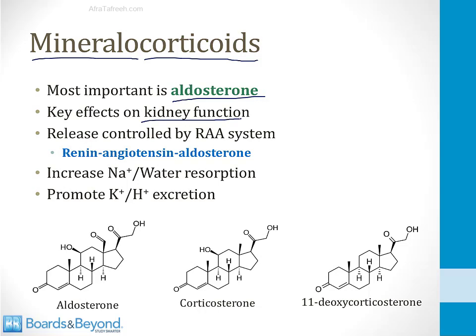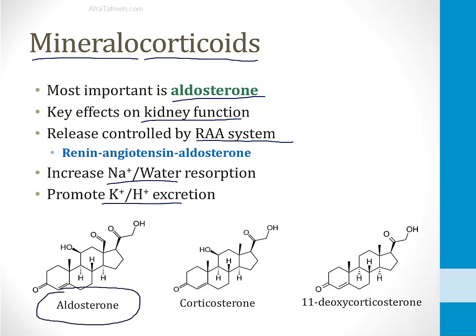Its release is controlled by the renin-angiotensin-aldosterone system, or the RAA system, and when aldosterone is released by the adrenal cortex, it will promote the resorption of sodium and water, and it will also promote potassium and hydrogen excretion into the urine. And as I said, the most important mineralocorticoid is aldosterone, but there are also two other weak mineralocorticoids synthesized by the adrenal cortex. The first one is called corticosterone, and the other one is called 11-deoxycorticosterone.